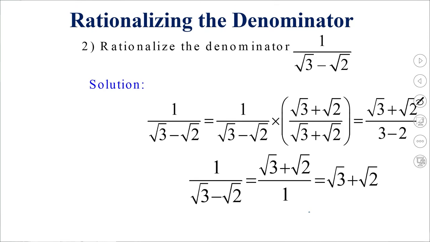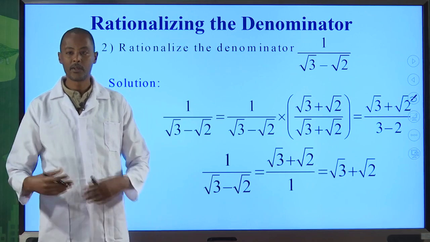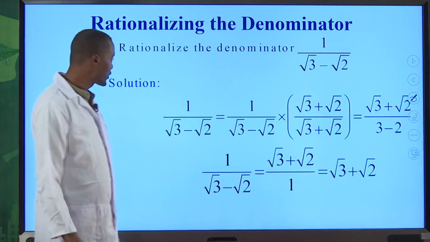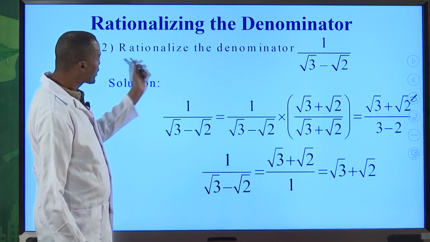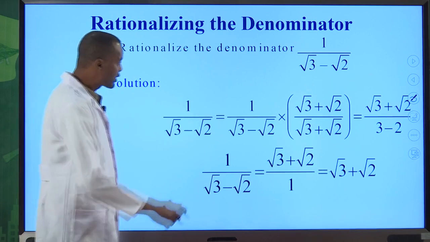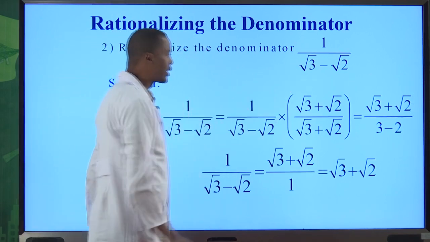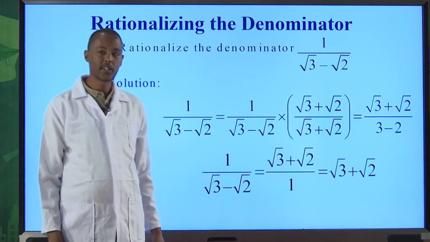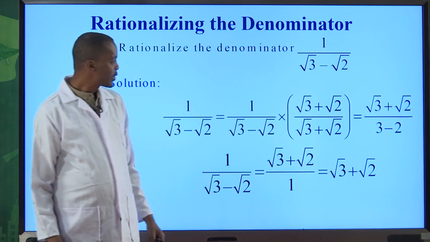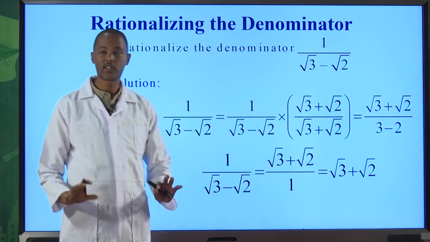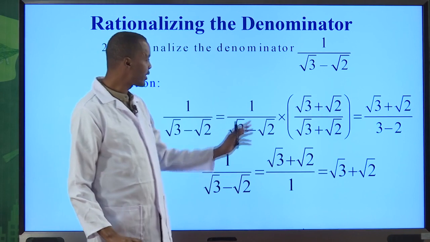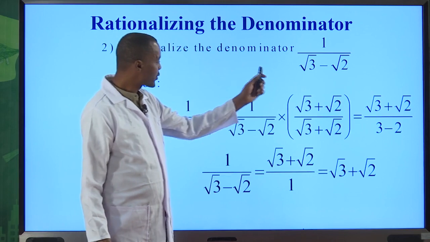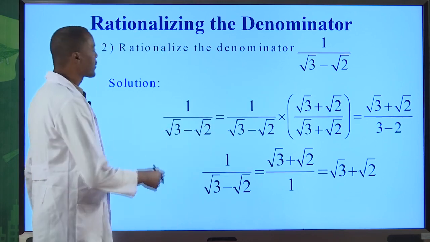Here is a second problem, which is a little bit more complex and challenging than the previous one, but I hope you will manage to do it by yourself as well. In order to rationalize the denominator of this expression, which is 1 divided by root 3 minus root 2, what makes this problem a little bit different from the previous one is that now the denominator consists of two irrational numbers. In the previous case, it was only root 3 in the denominator, but now both root 3 and root 2.